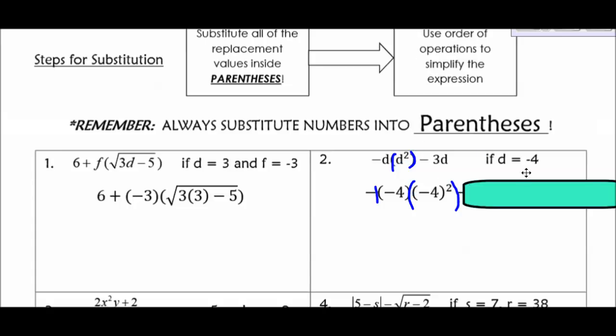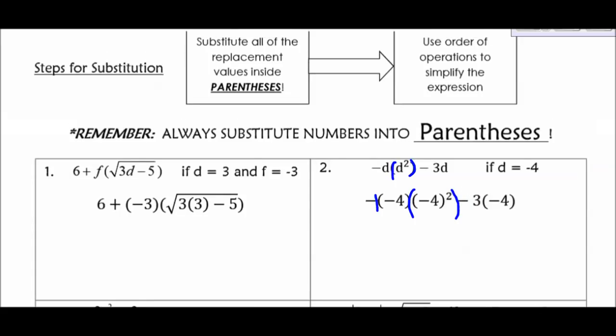And finally, we have minus 3 times d, so minus 3 times -4 in parentheses. So that's the big thing that you have to worry about when you're substituting in a number. Just put the number in parentheses to show the operations that are happening around it.